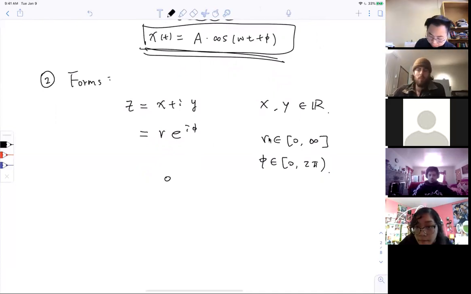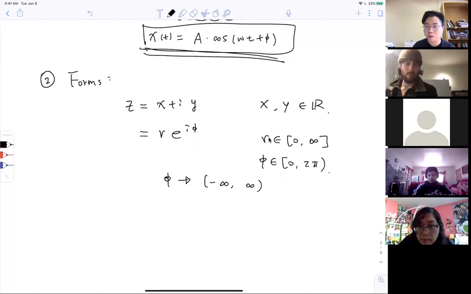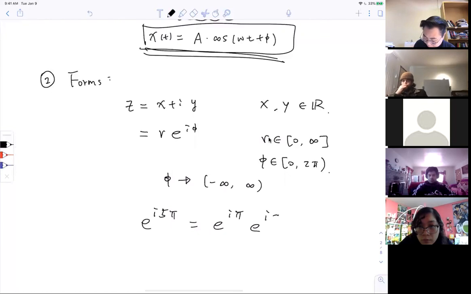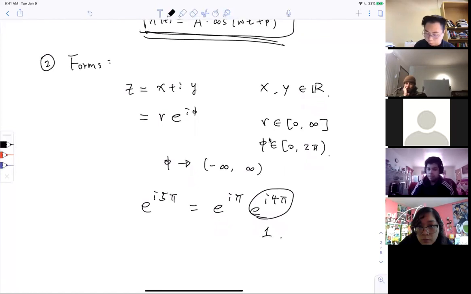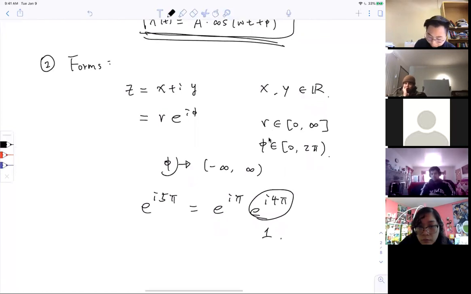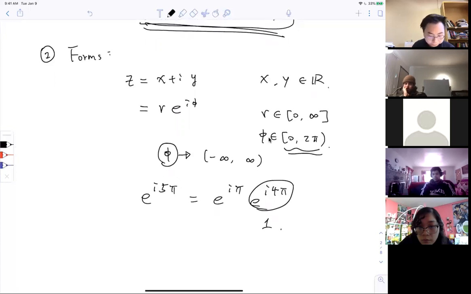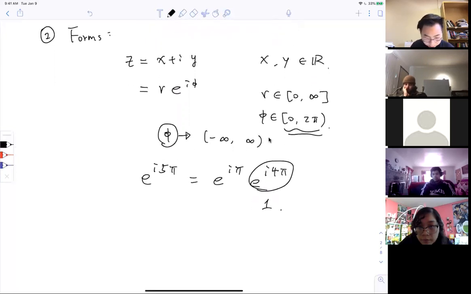In principle, of course, you can allow phi to be general, from minus infinity to infinity, but the only really effective part is 0 to 2 pi, right? Because, for example, if I have e to the i 5 pi, we know that this can be written as e to the i 4 pi times e to the i pi, and e to the i 4 pi is 1. So you can always restrict your phi to this regime.